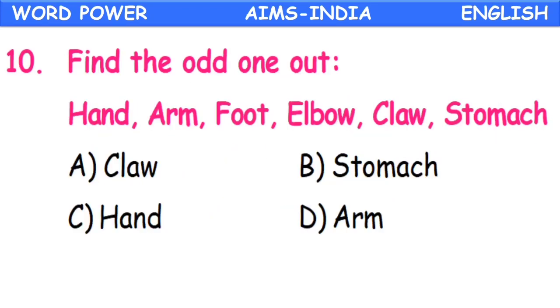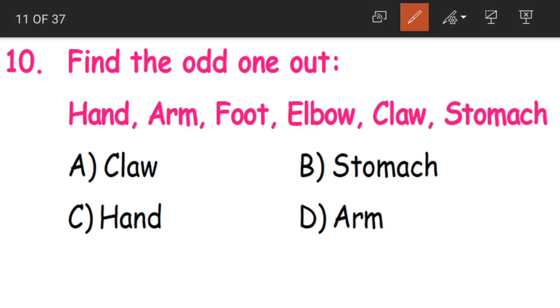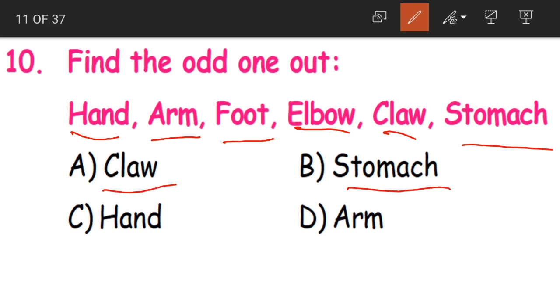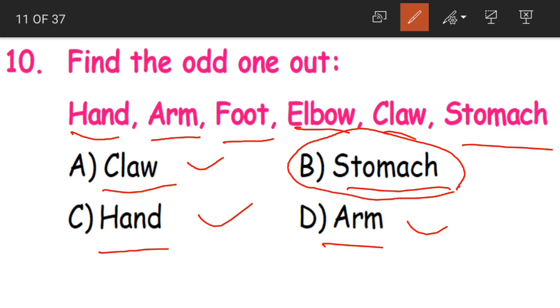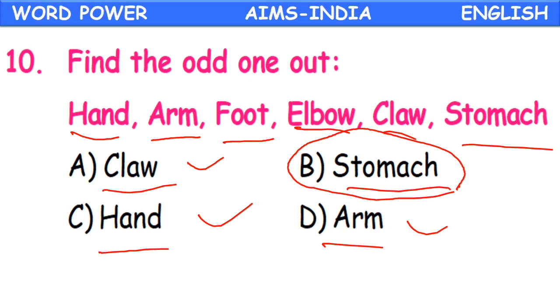Now, the 10th question. Find the odd one out. Here, hand, arm, foot, elbow, claw, and stomach. Options given here: claw, stomach, hand, and arm. See, children, claw, hand, arm, these three belong to the hand. Whereas stomach is a separate one. It is the digestive system. So, that is why B is the odd one.